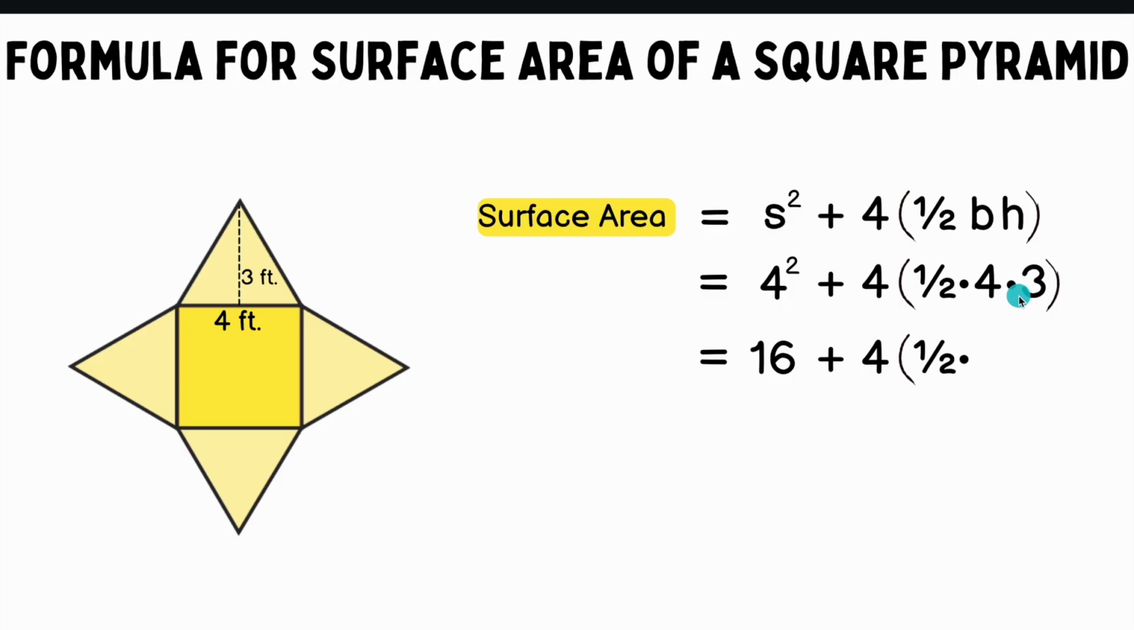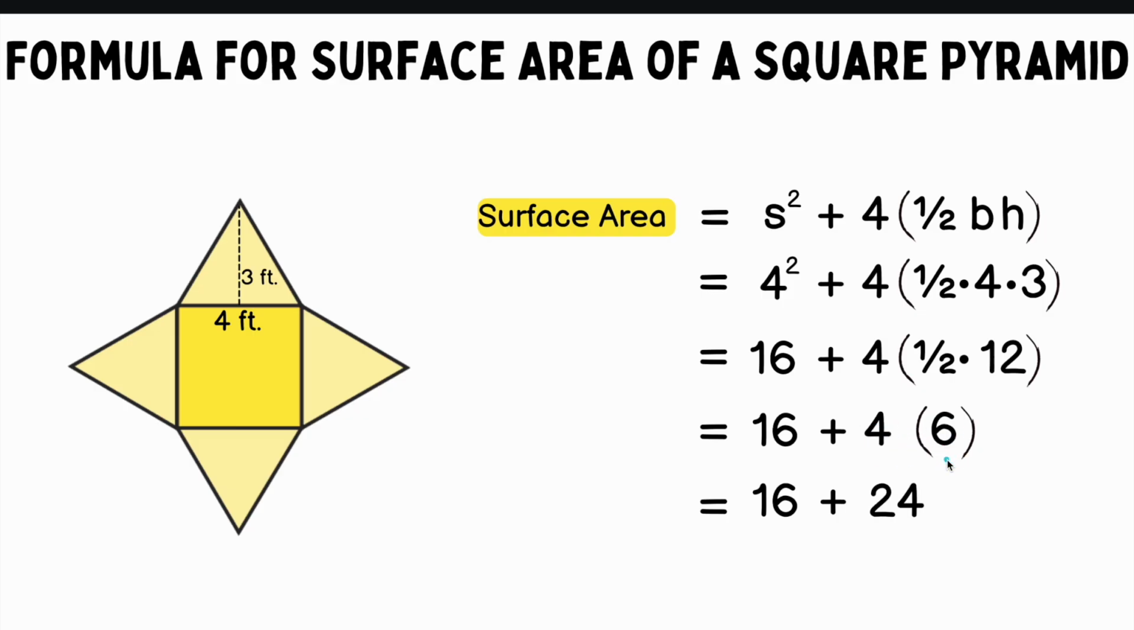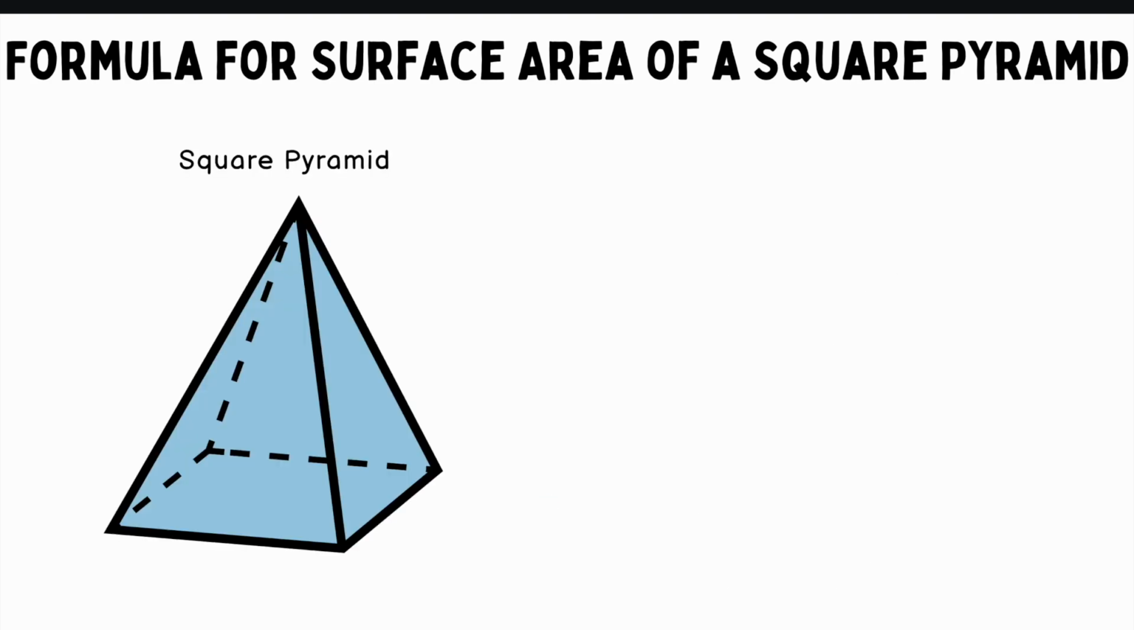4 times 3 is 12. So we have 16 plus 4, let's solve parentheses. Half times 12 is 6 because half of 12 is 6. That means that we have 16 plus 24 because 4 times 6 is 24. When we add 16 plus 24, we get 40, which means the surface area of this square pyramid is 40 feet squared.